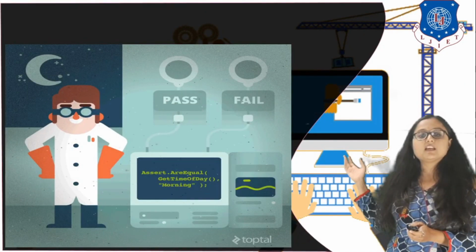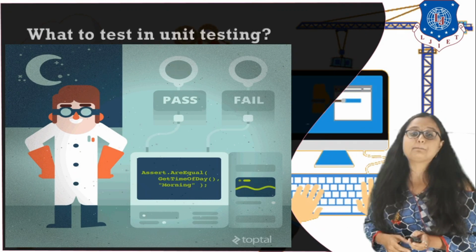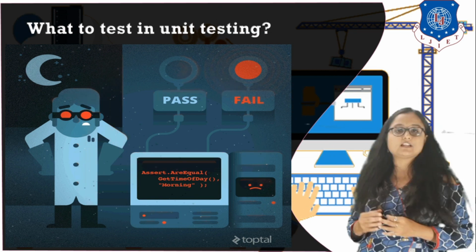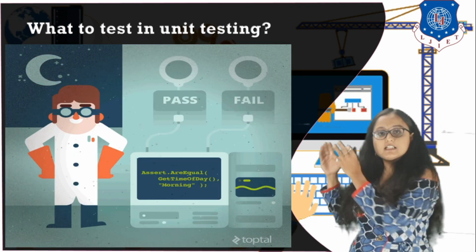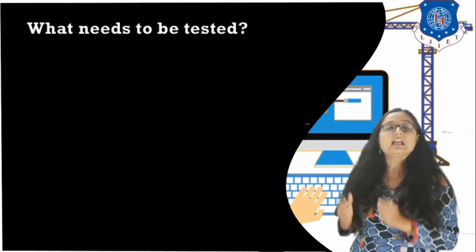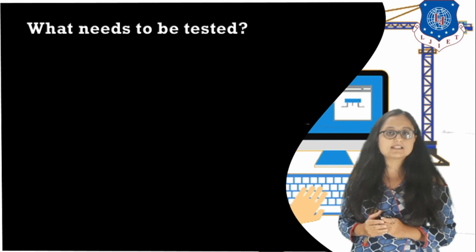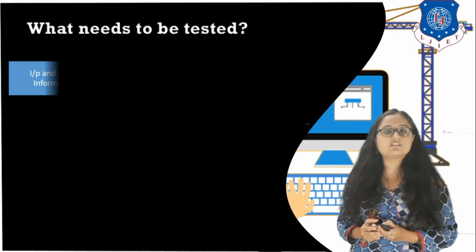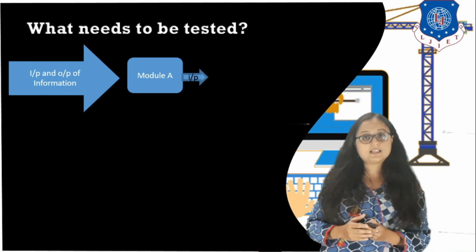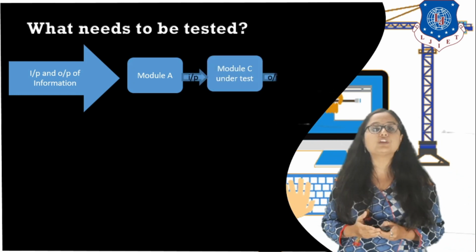Now, the next thing is what actually happens in unit testing, right? We know that the developer is checking the test cases, whether the test case is passing or failing. But what are the things that we actually test during unit testing? Let us see some of the things that developers generally check while unit testing. The first thing that is checked in unit testing is input and output of information.